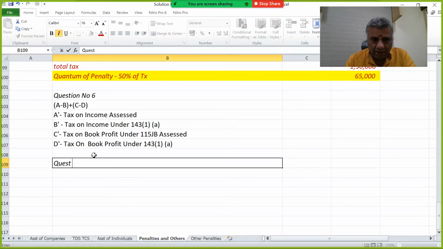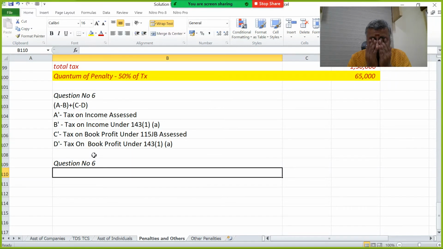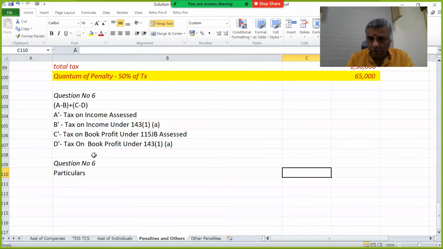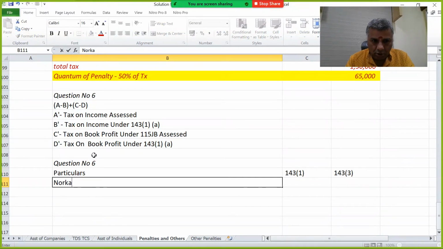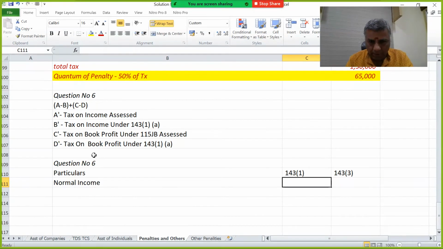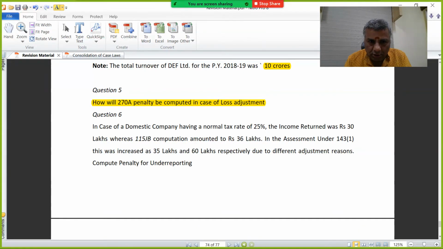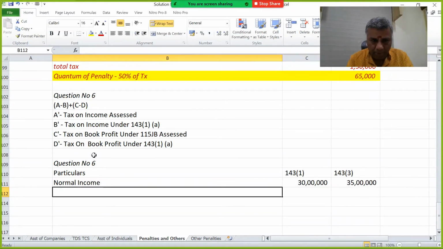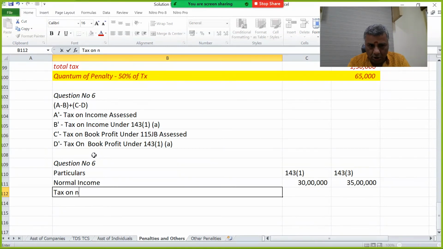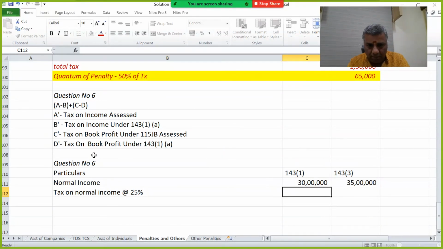Question number 6. Particulars: 143(1), 143(3). First, we are working for normal income. Normal income is 30 lakhs and 35 lakhs. Tax on normal income at the rate of 25%.